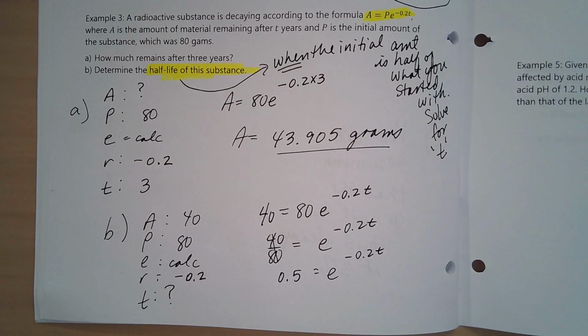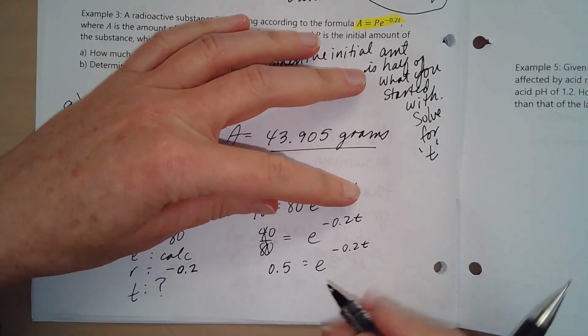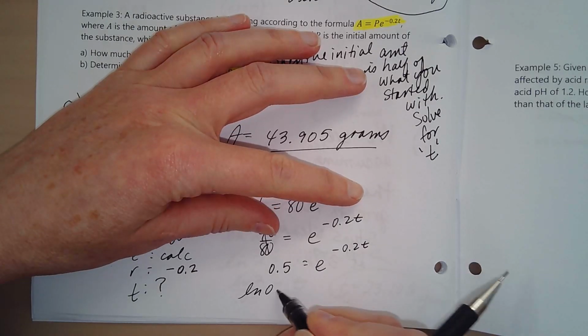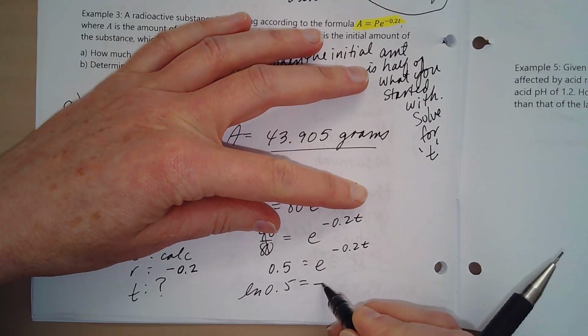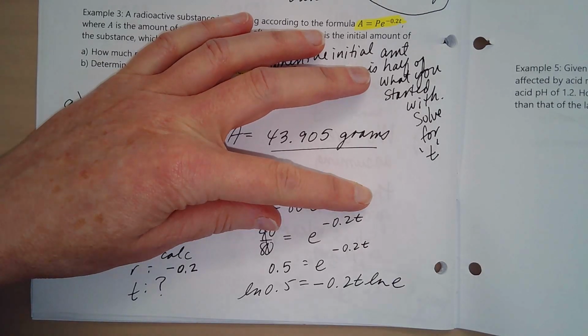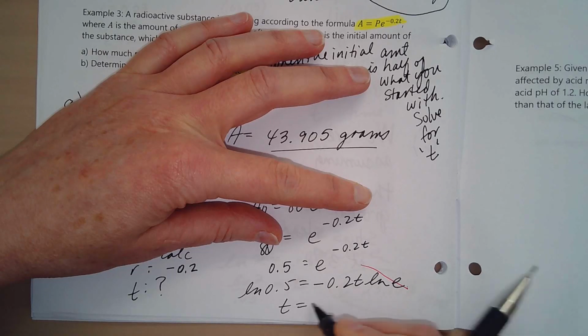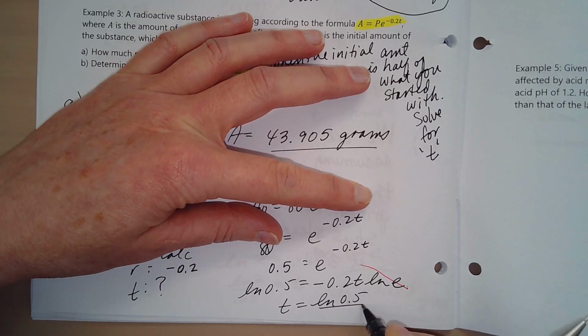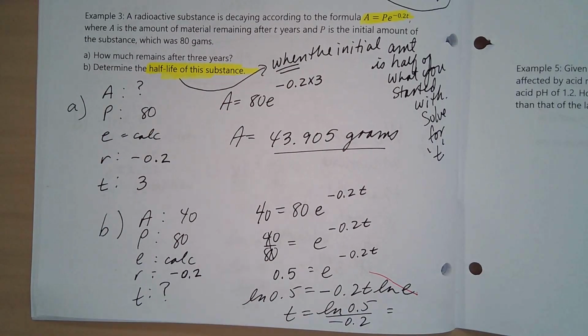So I'll finish this up. I was walking around. I think that we got some good answers. And then my ln t's will cancel, right? And I'll get t equals ln of 0.5 divided by negative 0.2. And I think it was 3 point something, right?